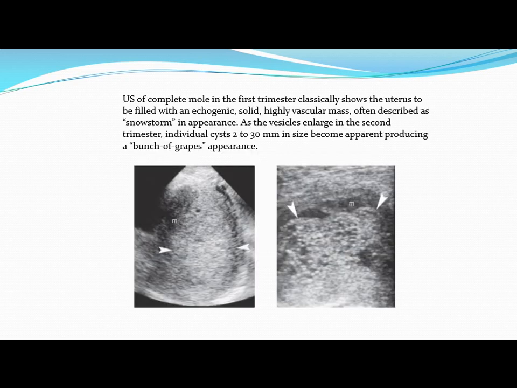Ultrasound of complete mole in the first trimester classically showed the uterus to be filled with an echogenic, solid, highly vascular mass, often described as a snowstorm in appearance. As the vesicles enlarge in the second trimester, individual cysts, which are 2 to 30 mm in size, become apparent, producing a bunch of grapes.